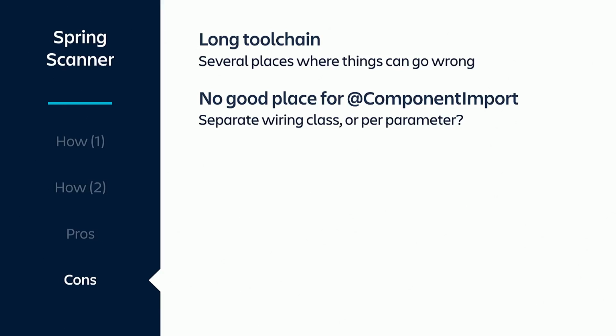Some people take the approach of having one separate file that has all their @ComponentImports and keeping that out of all their production code. But then that file's isolated from all the other code, and you've really just got to hope that that list of types matches up with what you actually need in all your constructors. So we've found that there's really no good place for those annotations.